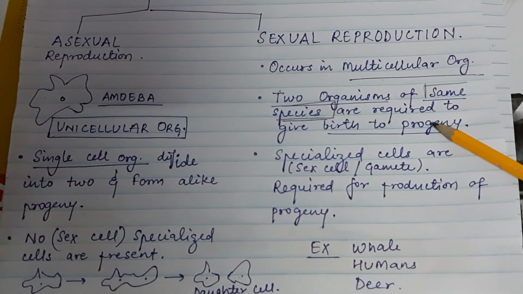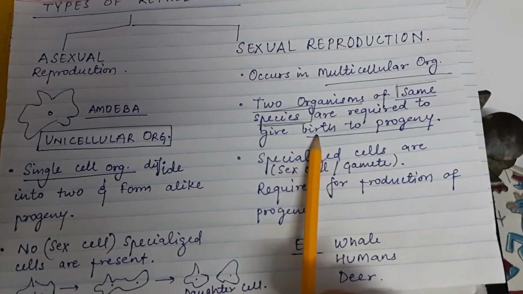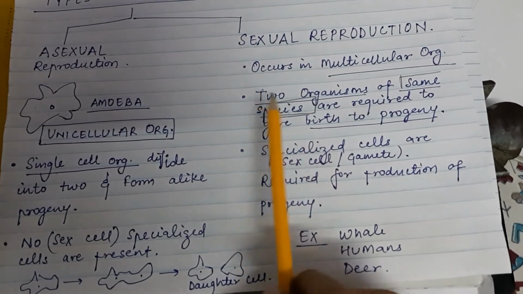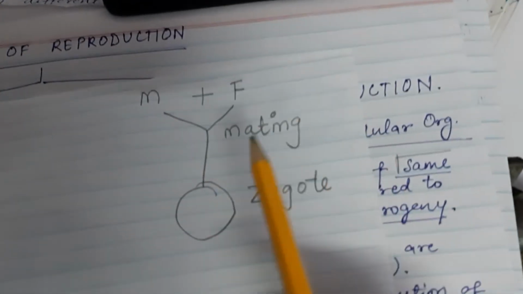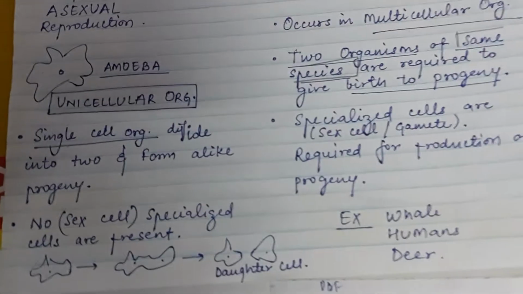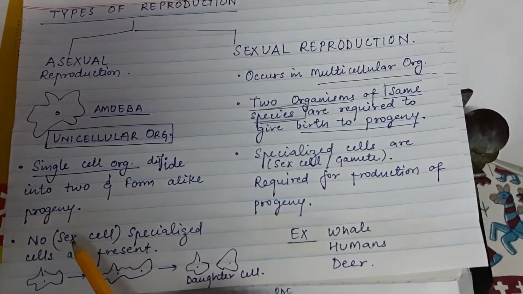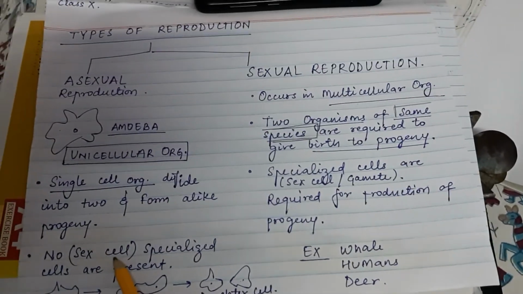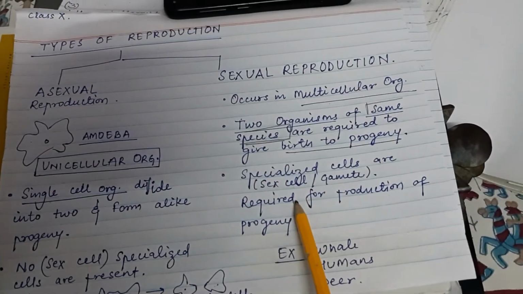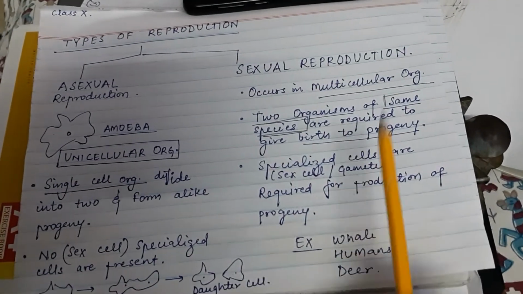birth of progeny. Here mating does not take place. Here mating takes place. Mating is when one male and female come together. This is mating. In asexual reproduction, no specialized cells are required. That means no sex cells are required. While in sexual reproduction, sex cells or gametes are required for the production of progeny.